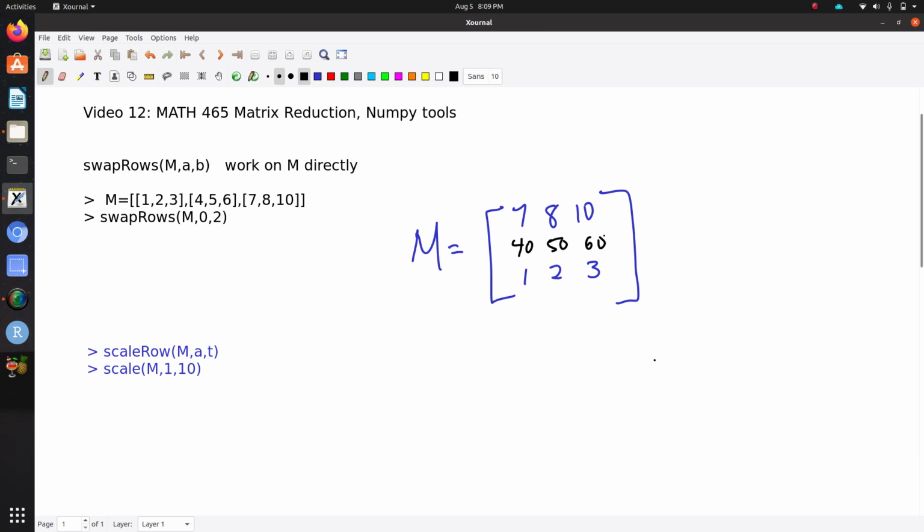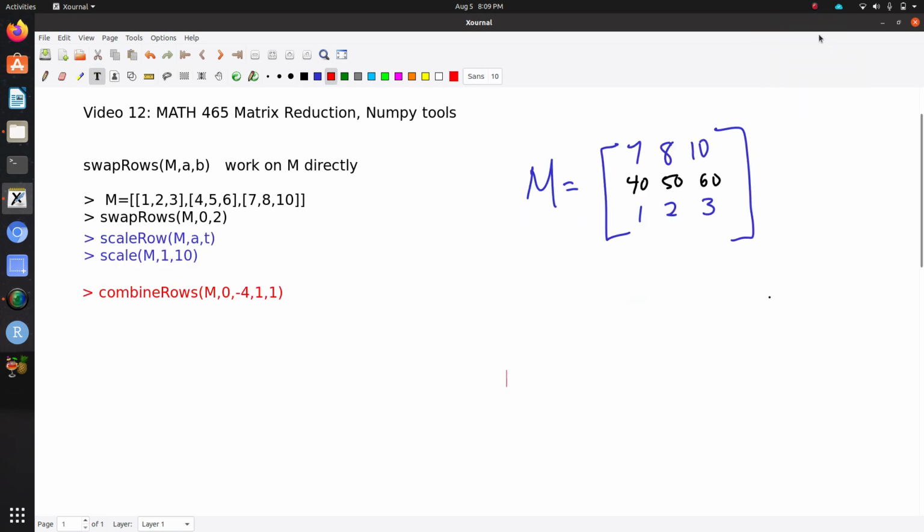The function I want you to write, combine rows, does not work directly on M itself. So in that case, let's say I said combine rows M, 0, -4, 1, 1. What does all that garbage mean? Well, that means I'm going to take in M, which currently is in this state, and I'm going to take -4 copies of row 0 and 1 copy of row 1, and I'm going to add them together. And I'm going to actually just return this list of values. Okay, and then it will return, in this case, 12, 18, 20.